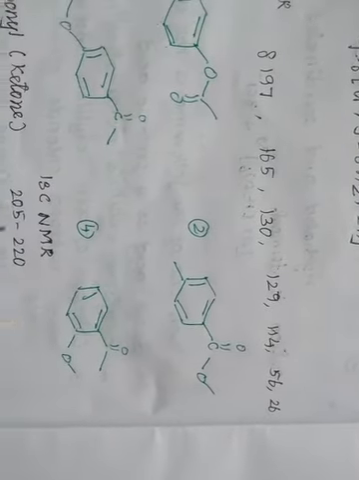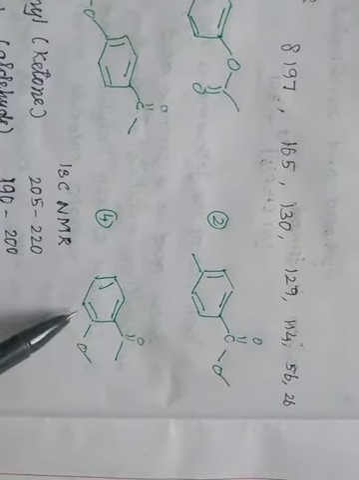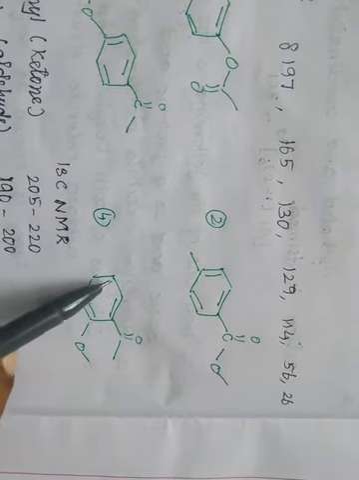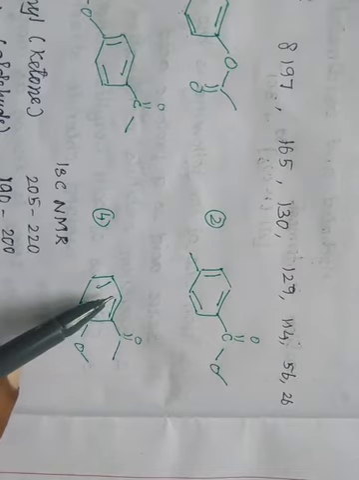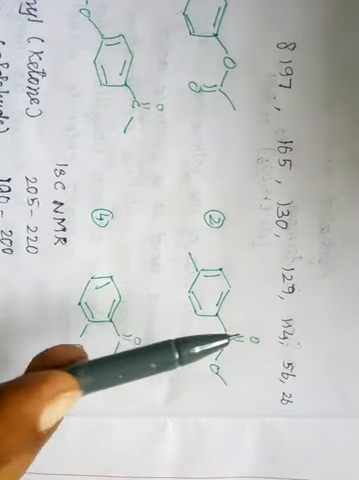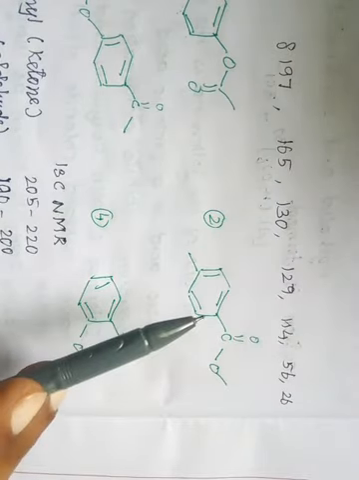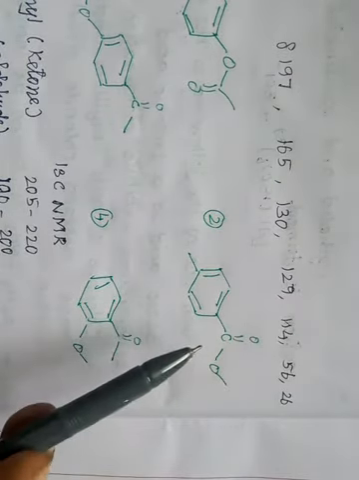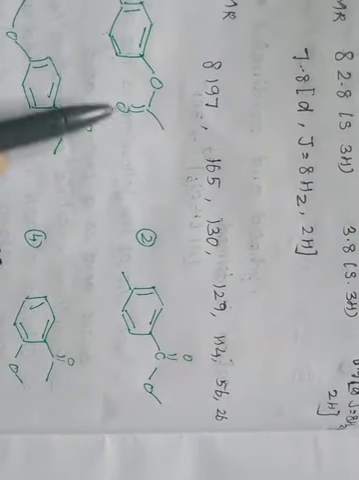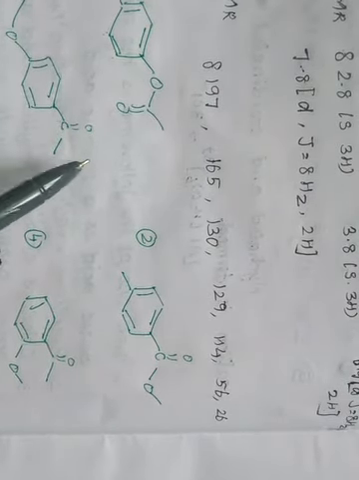Here these 4 hydrogens, 1 2 3 4, are in different environments, so we can expect 4 signals from the aromatic hydrogens, but from the given data we are getting only 2 values, so this is not the option. These 3 options are possible for the aromatic hydrogens.